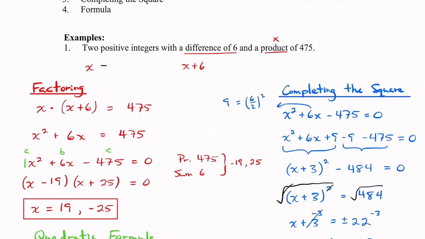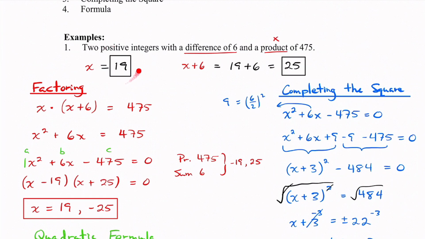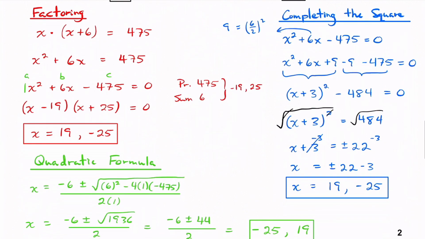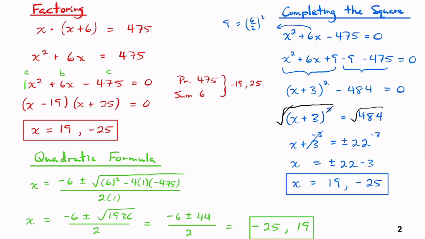So what we want to pick is the 19. So x is going to equal 19. That's one of our answers. And then the other number was just x plus 6, so it's going to be 19 plus 6, and so we get 25. So these are our two answers, 19 and 25. What we had down below here helped us get to our final answer, but it wasn't the actual final answer.